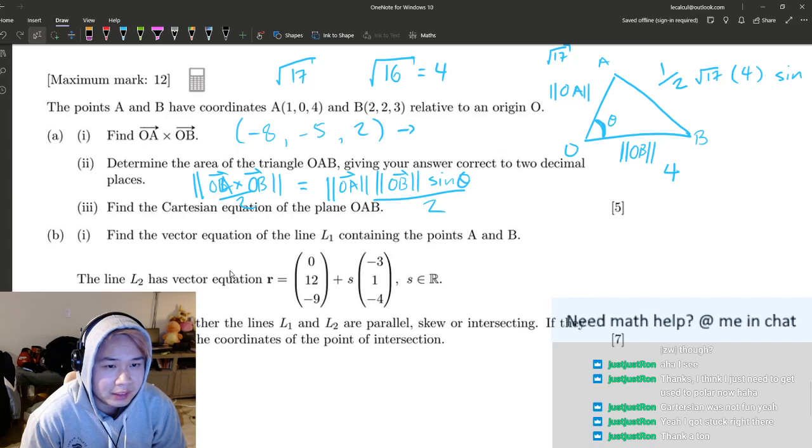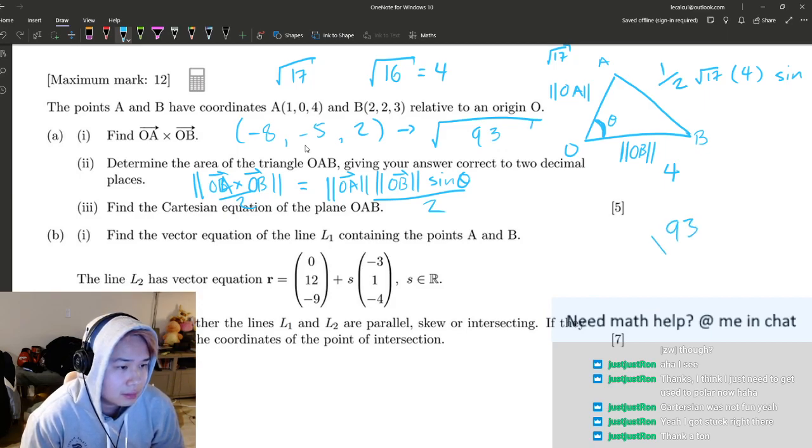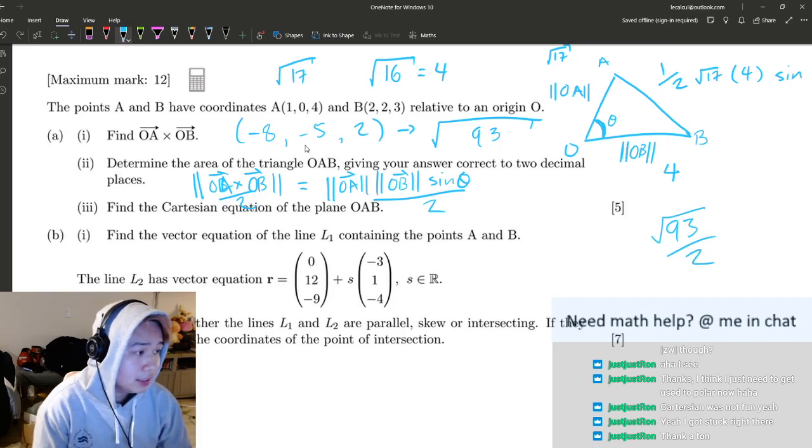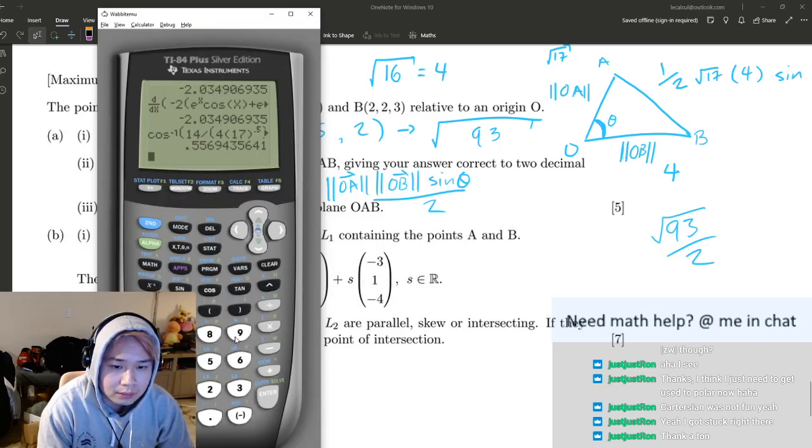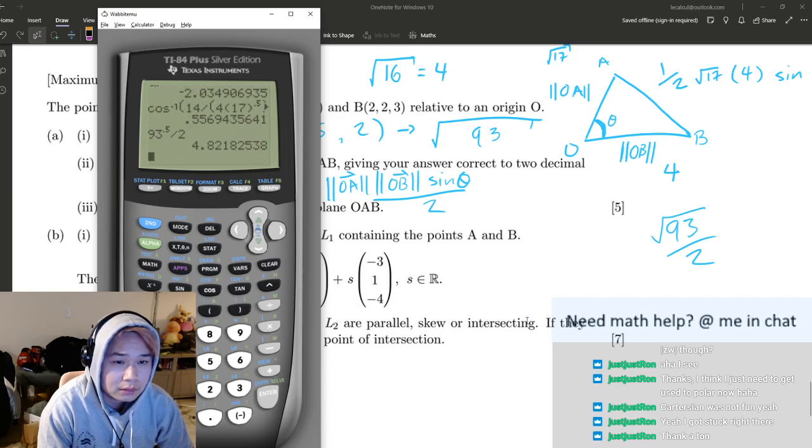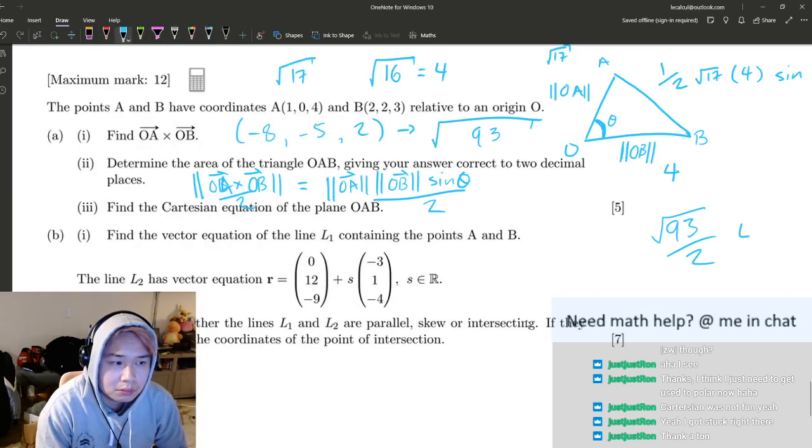So let's see, the length of this thing is 64 plus 4, which is 68, plus 25, which is 93. So the area is root 93 over 2. Of course they want a decimal, so 4.82.